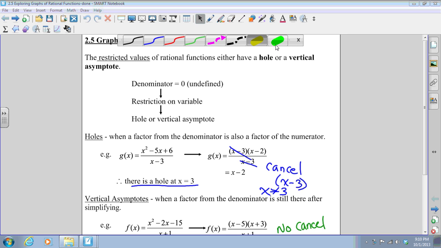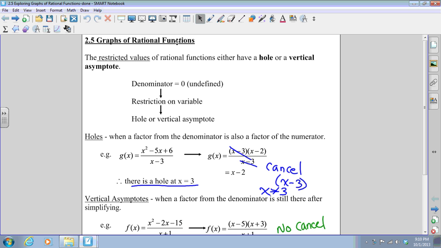Hi class, today's lesson is 2.5, graphing of rational functions. So what I wanted to do is to bring back yesterday's lesson about the restrictions. I mentioned something about these restrictions will lead to two things. And this is what we're going to explore today. If I get my highlighter out, ladies and gentlemen.